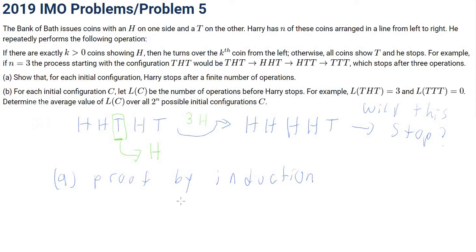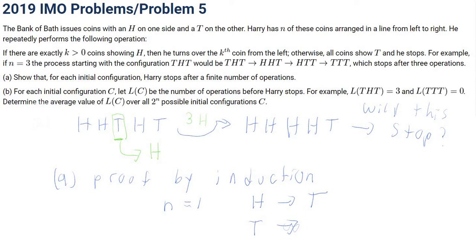So we're going to have a couple base cases. So n equals 1 is the first base case. So if we have an H, this just goes to tail. And now we're done. And if we start with a tail, well, that's it, right? We're done. There's nothing to flip.